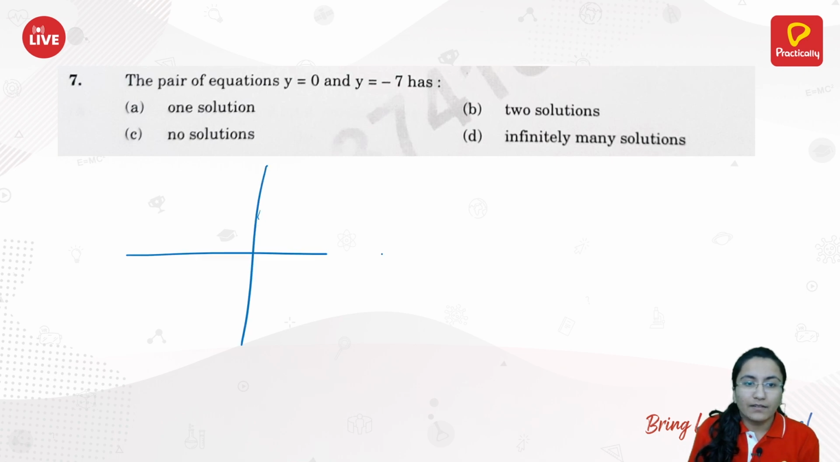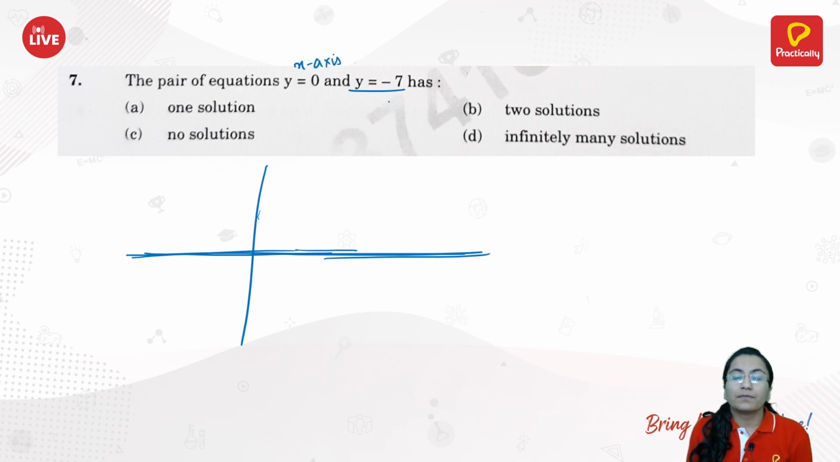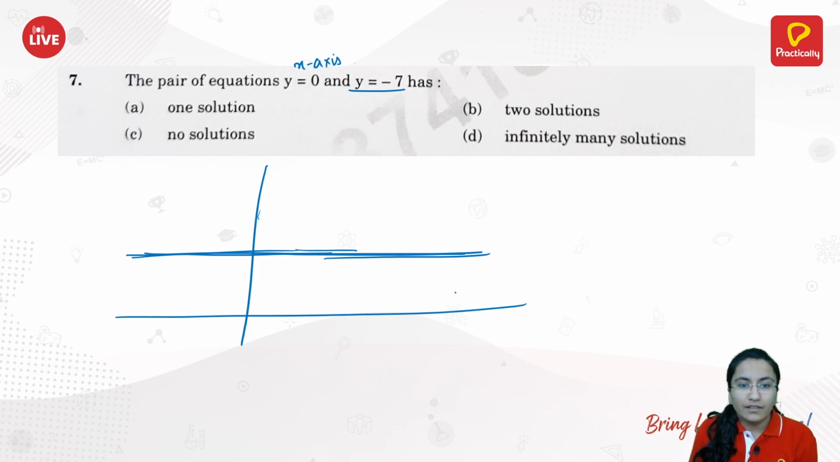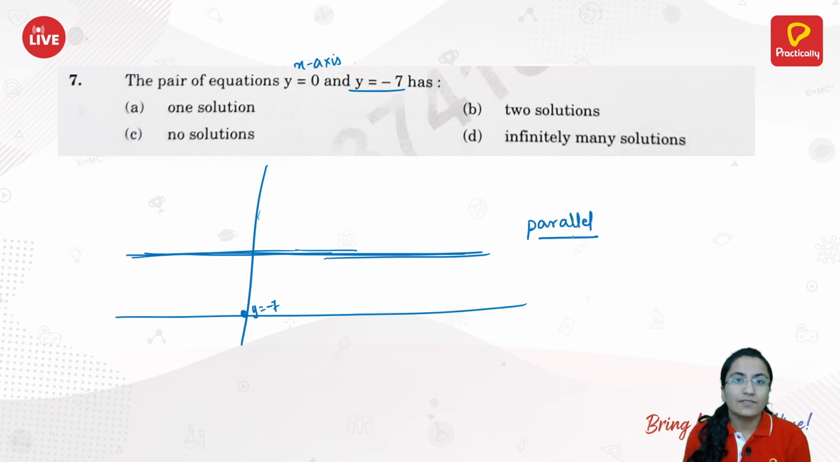You know that y equal to 0 is basically the x-axis only, right? And y equal to some other non-zero constant is a line which is parallel to the x-axis. So if y is minus 7, it passes somewhere around here, where y equals minus 7. So these two lines are basically parallel, right? If two lines are parallel, they will have no solution in common, right? So option C is correct.